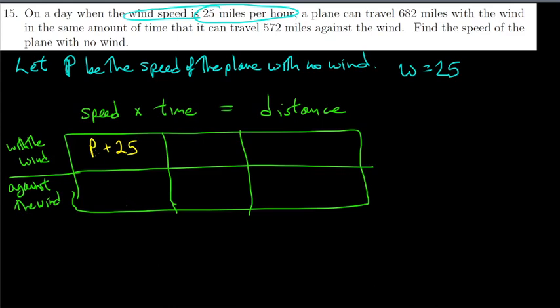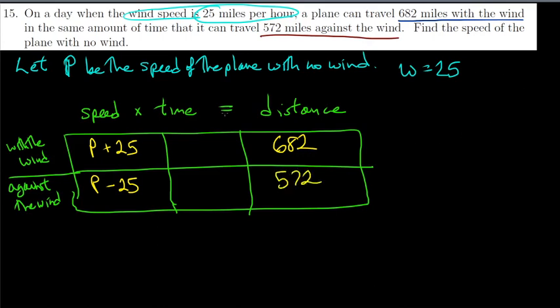Right? Going against the wind, it's slower, so you subtract: P minus 25. The same amount of time that it travels, so going with the wind, it's 682 miles. So that's the distance. And then going against the wind, it's 572 miles.